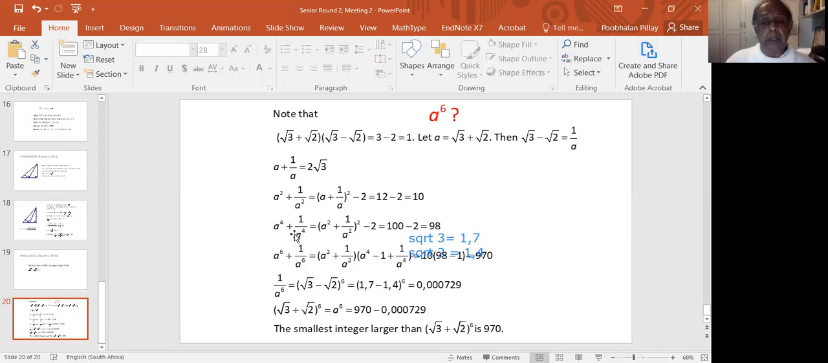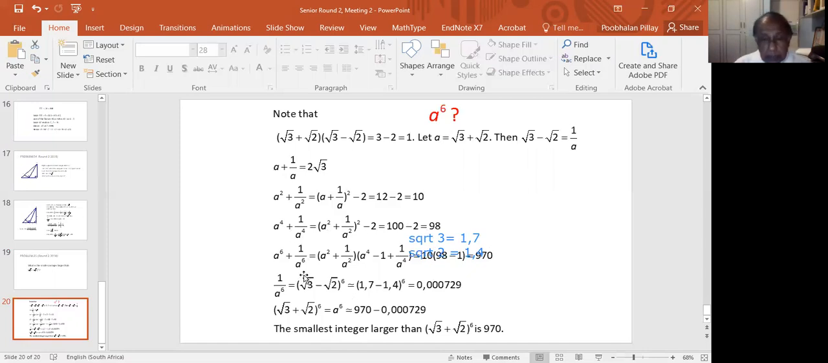Now to get to a to the 4th plus 1 over a to the 4th, all you have to do is square this thing here. When you square this, you'll have a to the 4th plus 1 over a to the 4th, but there's a middle term, which is 2. So you're squaring it. 10 squared is 100, and you take the 2, the middle term, out, and you have 98. So a to the 4th plus 1 over a to the 4th is 98.